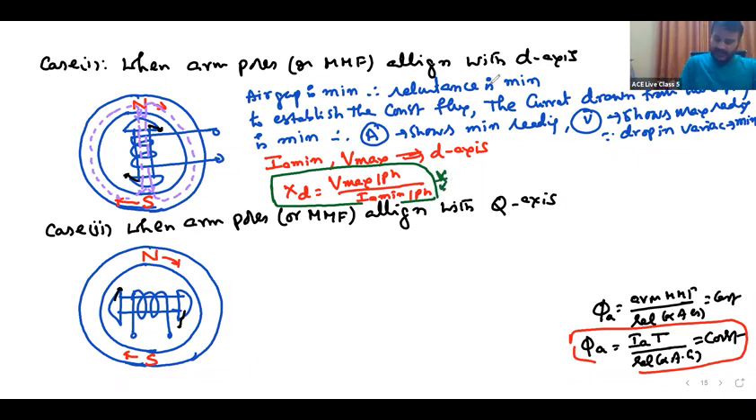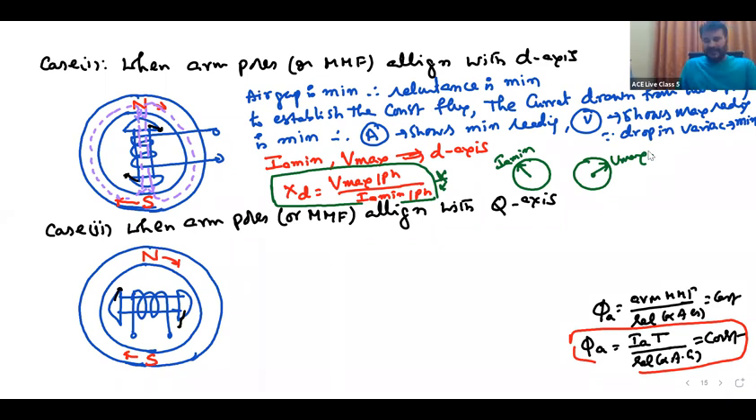In this condition, if you take the ammeter and voltmeter readings, how will they be? The ammeter reading IA is minimum, but the voltmeter reading is maximum. Clear? Voltage is maximum because the drop in the variac is minimum. I am not changing the supply voltage. So XD is equal to V maximum per phase divided by IA minimum per phase.